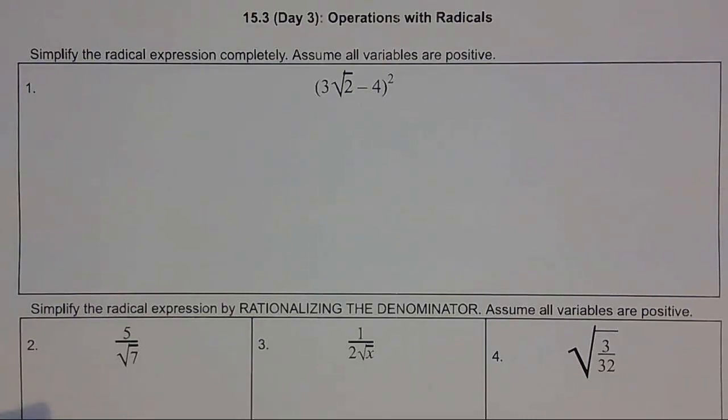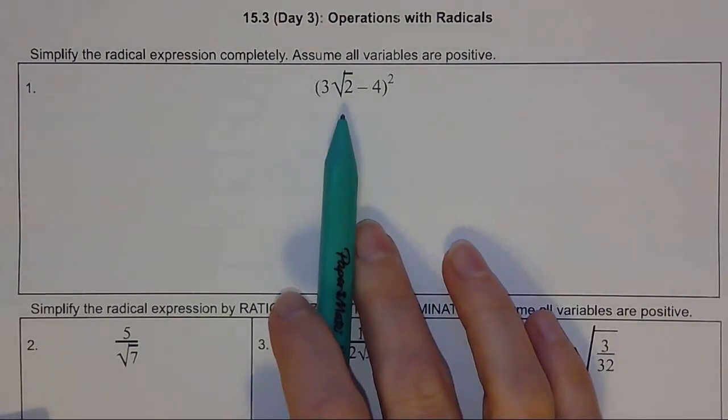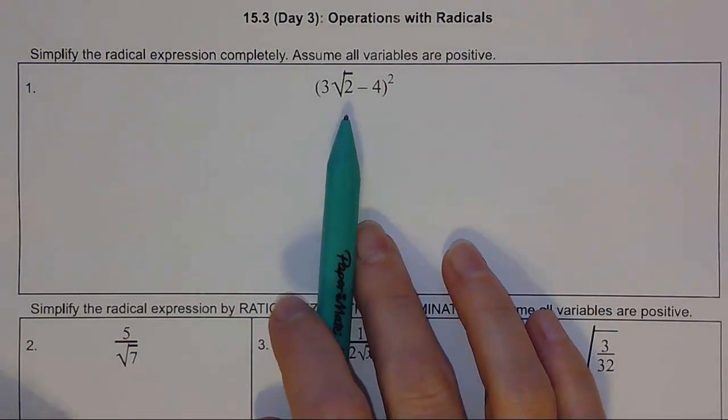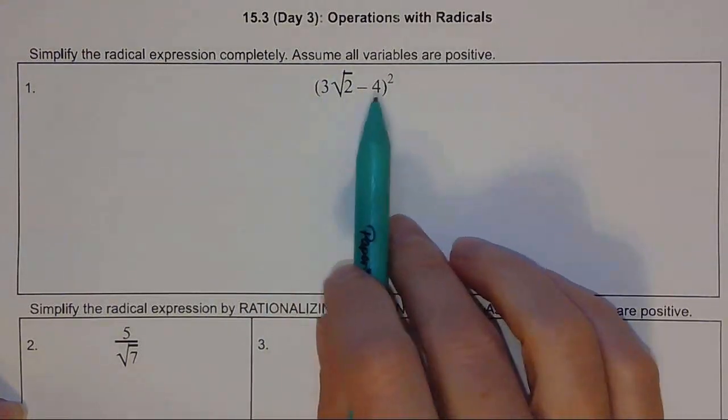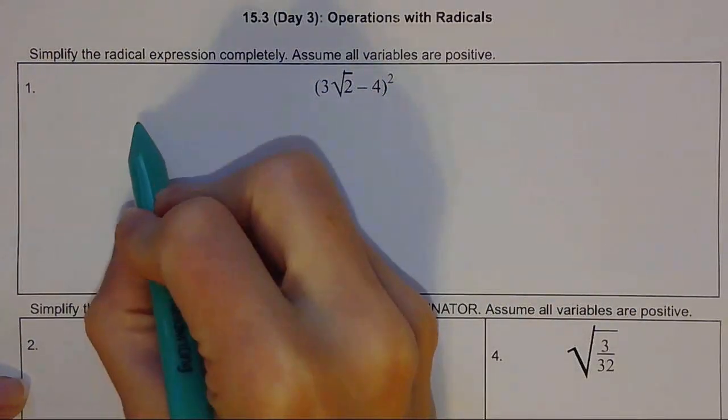Hello and welcome to 15.3 Day 3, Operations with Radicals. Today we're going to be rationalizing the denominator, but to do so, let's first talk about when you square or multiply binomials. Don't forget, squaring things just means do that same thing twice.